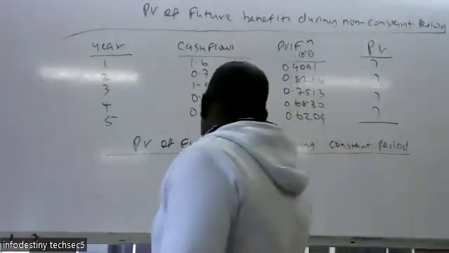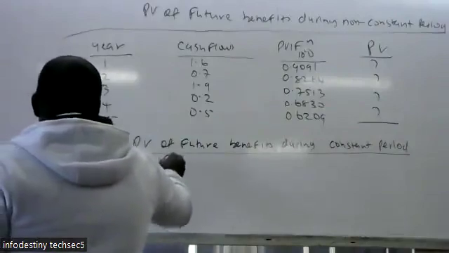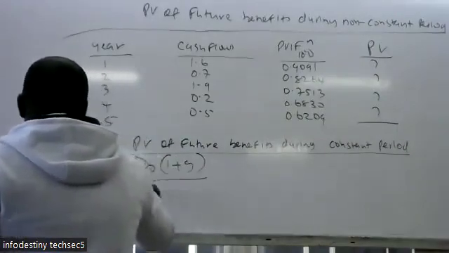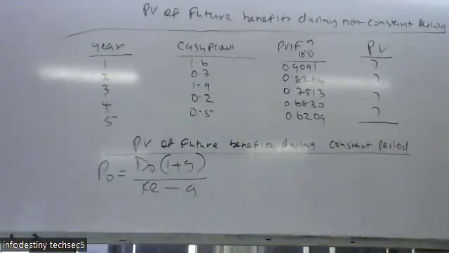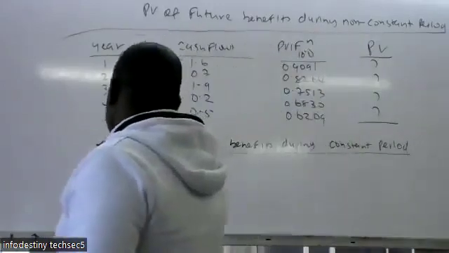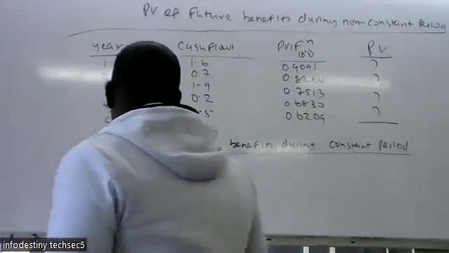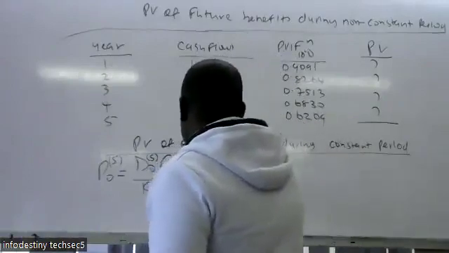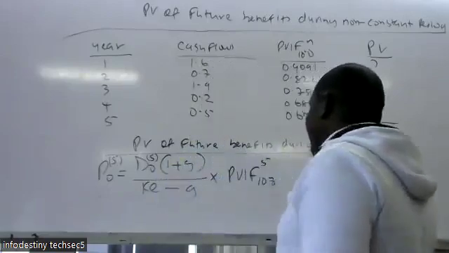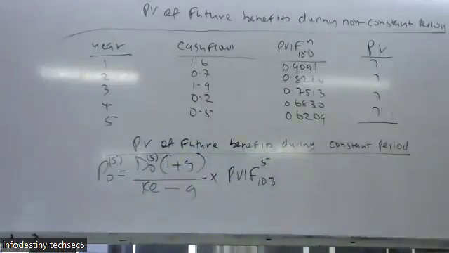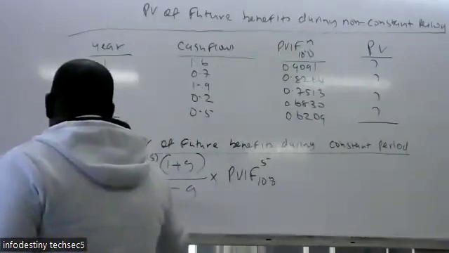So during the constant, we use the formula P0 equals D0(1 plus g) divided by Ke minus g. But our D0 is now in year 5 as per this question. So even this one is year 5. So convert it to period 0. Get the present value interest factor. 10% in year 5. So this time round, your Ke is the WACC.